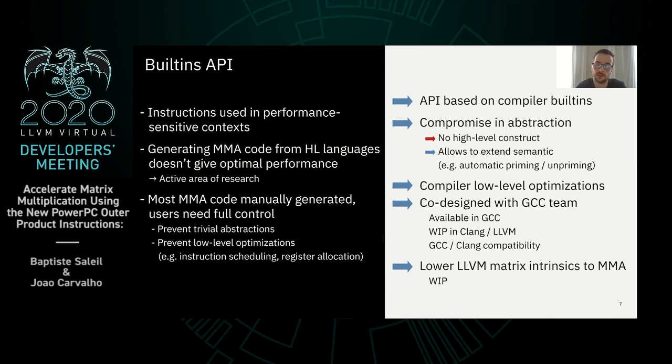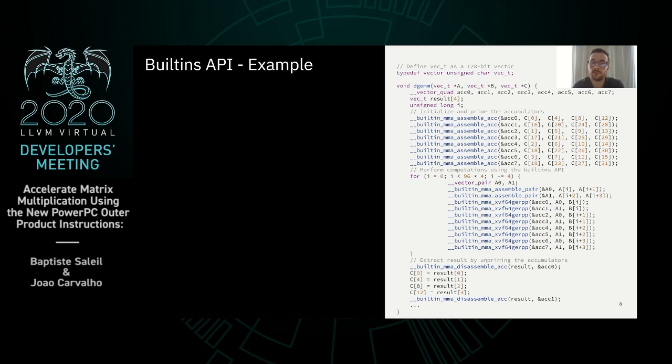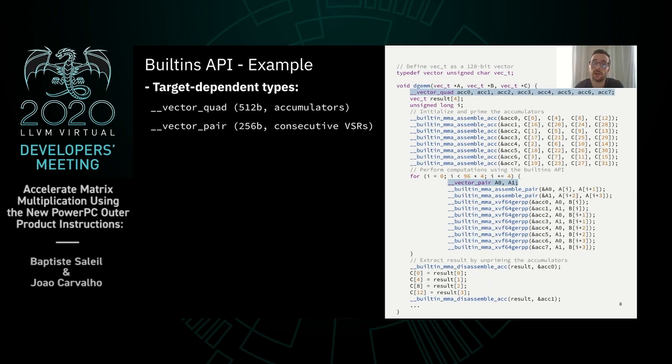Okay, so I think the best way to present the API is to actually show an example of it. So for the API, we added two target dependent types to Clang, vector quad and vector pair. So vector quad is basically just a 32 byte type that is directly mapped to the accumulators. And vector pair is a type that is mapped to two consecutive VSR registers. So this vector pair type is needed by some of the instructions because they actually take two consecutive VSR registers as operand that are actually identified only by the first of the pair. So for this example here, we defined and used eight accumulators.